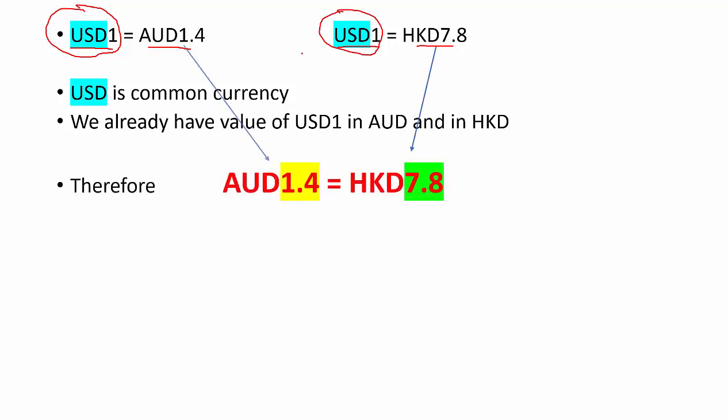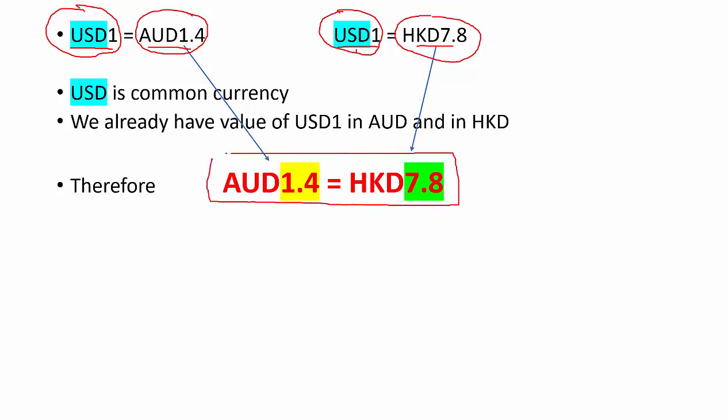Now put things together. Because both of them equal one US dollar, it means that this amount, 1.4 Australia dollar, equals this amount, 7.8 Hong Kong dollar. Again, the reason is both of them equal one US dollar, right? So that one is the main equation that links Australia dollar and Hong Kong dollar together.